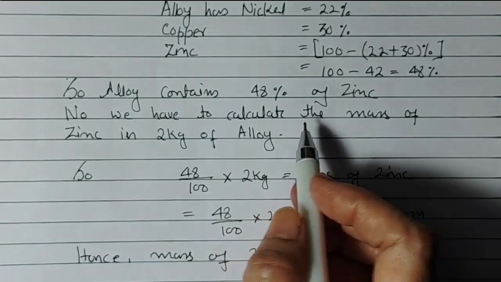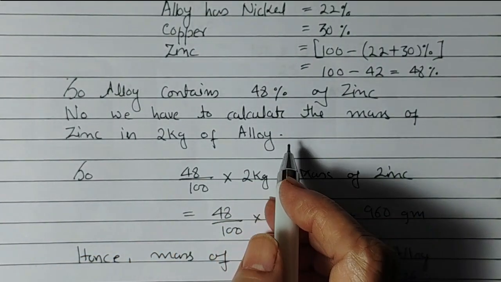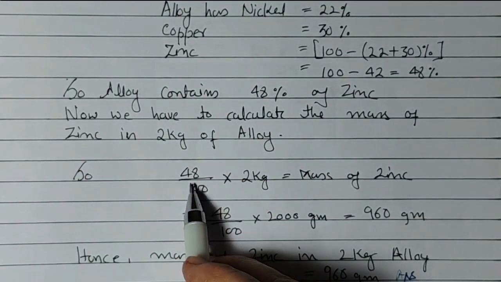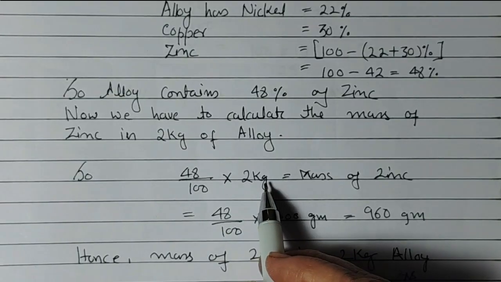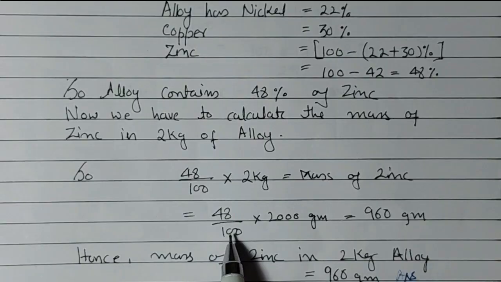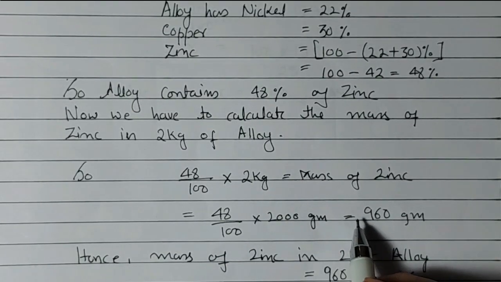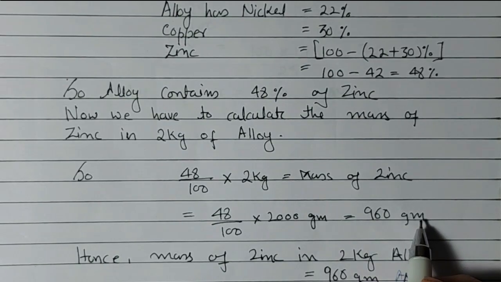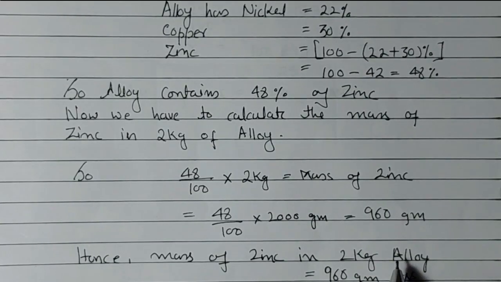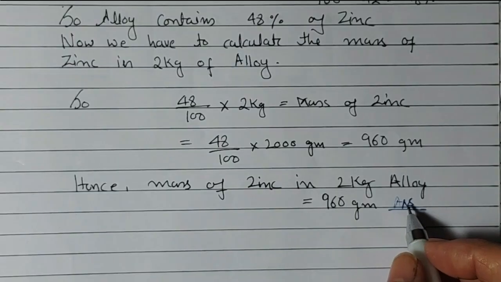Now we have to calculate the mass of zinc in 2 kg of alloy. So it is 48 over 100 into 2 kg, which is the mass of zinc. Now, 48 over 100 into 2000 grams. We convert the value to grams, which is equal to 960 grams. So the mass of the zinc in 2 kg of alloy is 960 grams. This is the answer.